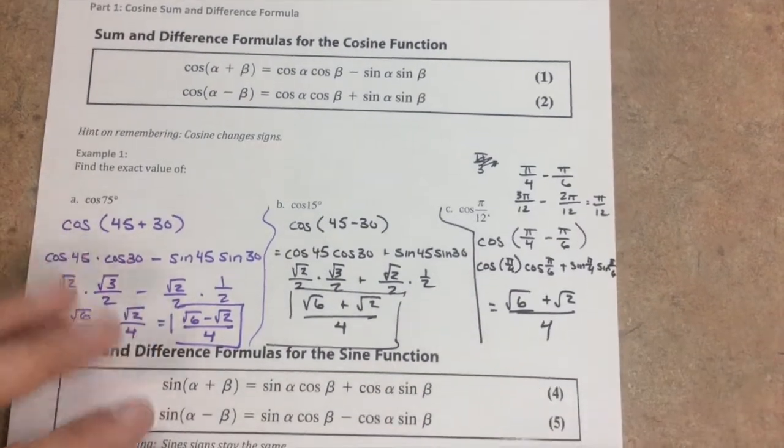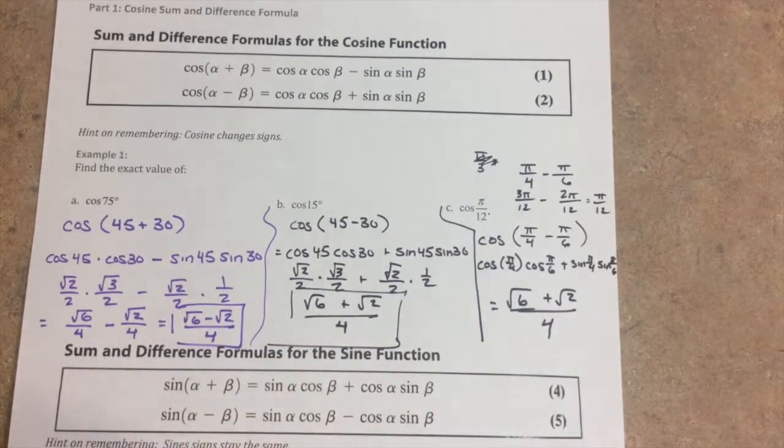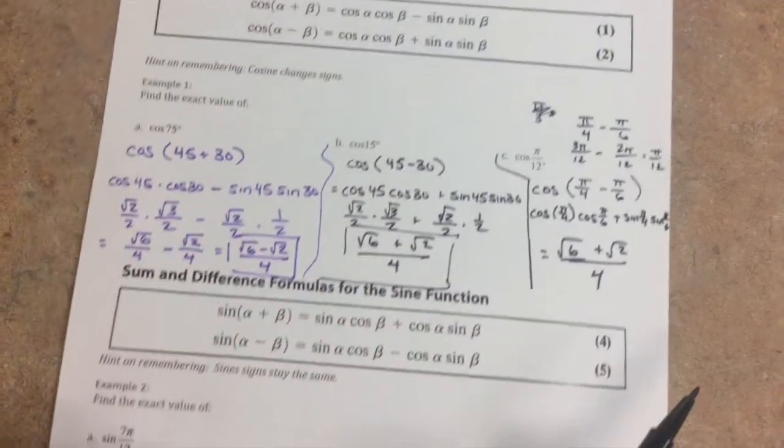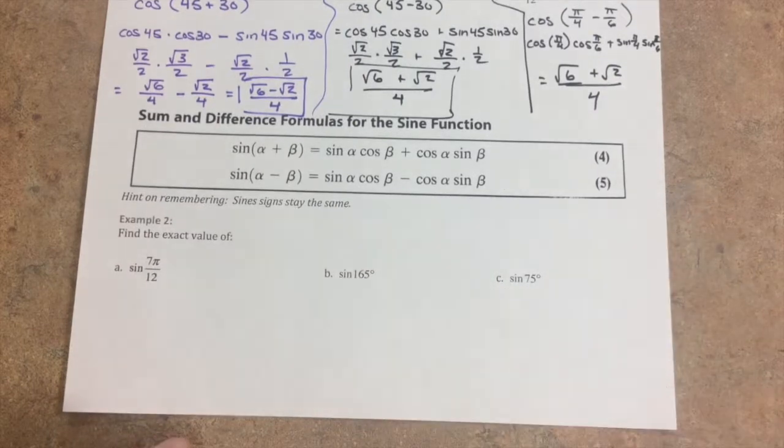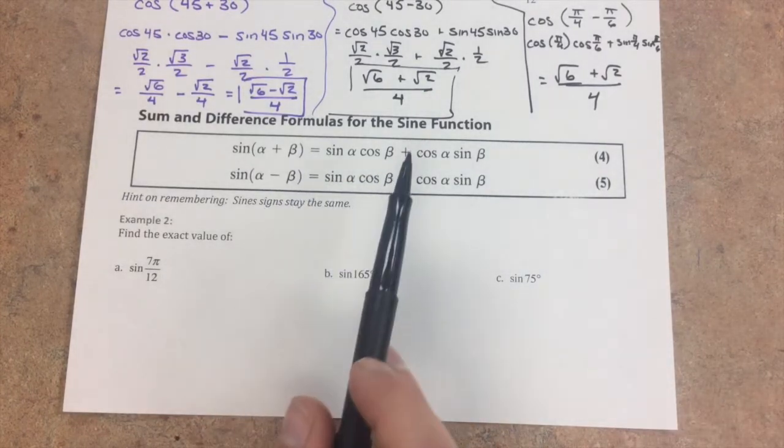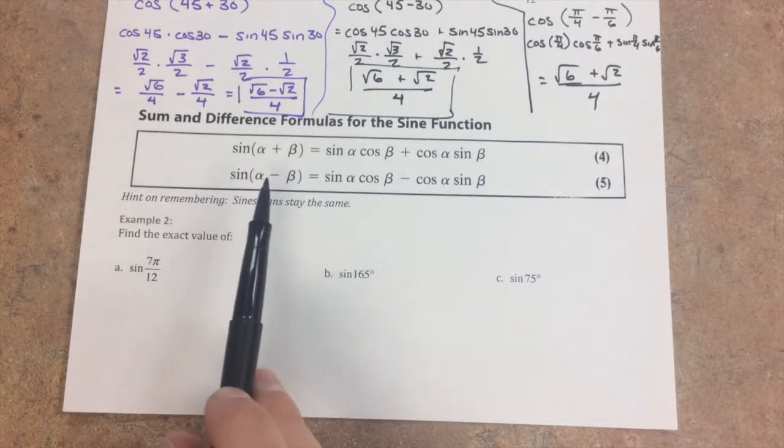These are the exact same angle, cosine 15 degrees, cosine of pi over 12. The next set of formulas, the sum or difference of sine functions. If we are adding two angles together or subtracting, the easiest way I can give you to remember sine is that if we have a sum, it's a plus. If we have a subtraction, it's a subtraction.